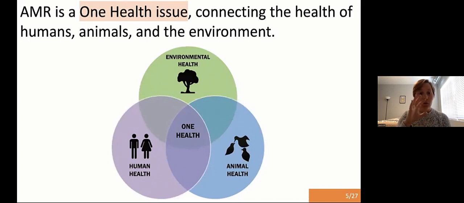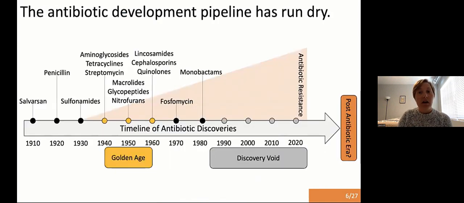And it's really only through coordinated action from all three of these domains that we can really slow down this issue. Because ultimately, that is what we are trying to do. We're not trying to do away with AMR or antibiotic resistance altogether. What we're really trying to do is slow down its progression so that our development of new antibiotic classes can catch up.